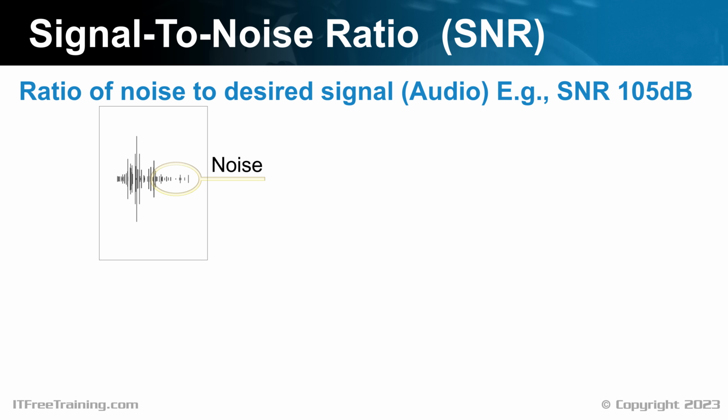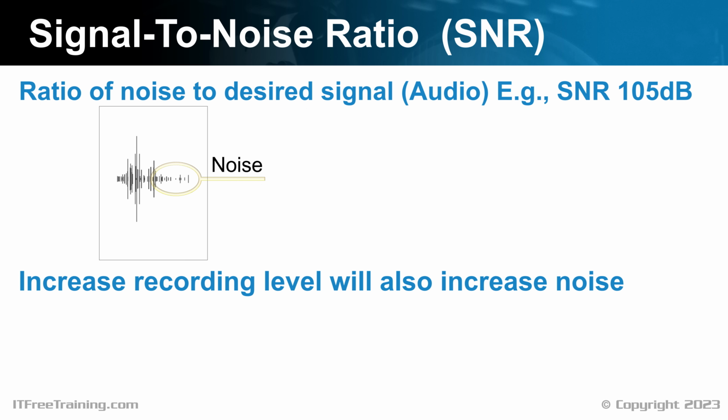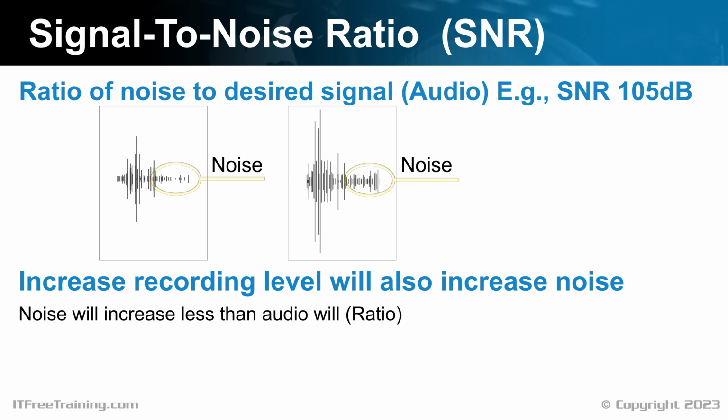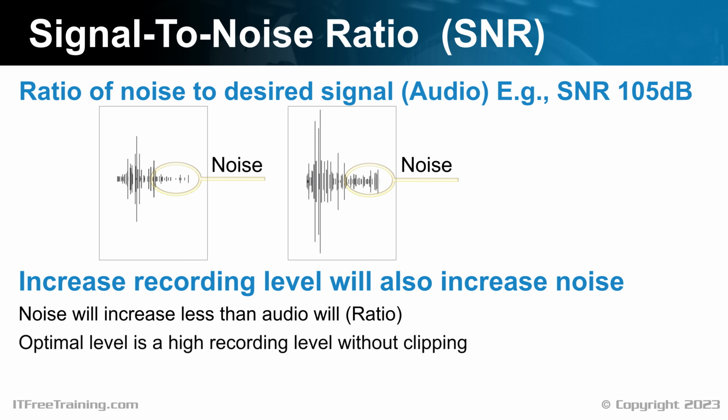In order to get a better result, the easiest solution is to increase the recording level. Increasing the recording level will also increase the noise level. You can see in this example that increasing the recording level has increased the noise as well. However, the noise has increased at a lower rate than the audio. This is why it is called a signal-to-noise ratio. The higher the signal-to-noise ratio, the better. So, to get the best out of your recording equipment, you want your recording equipment to be at a high recording level. However, the optimal level is a recording level you can achieve without clipping.